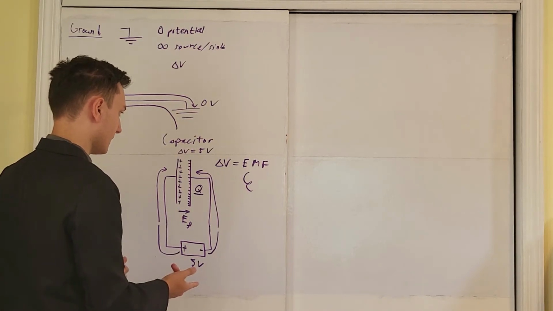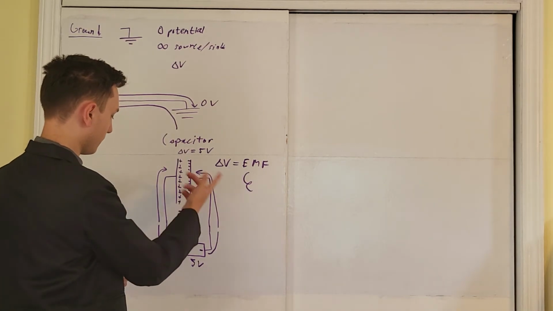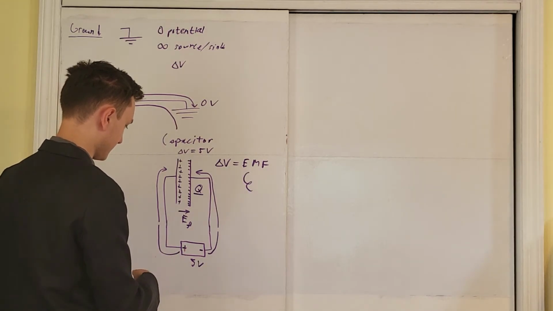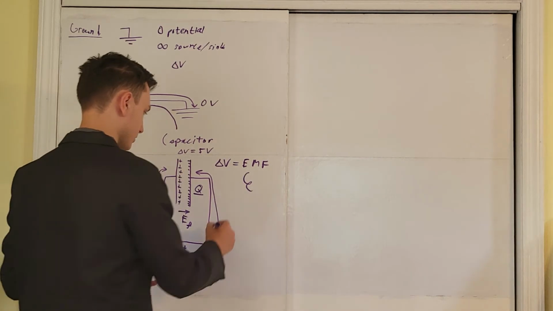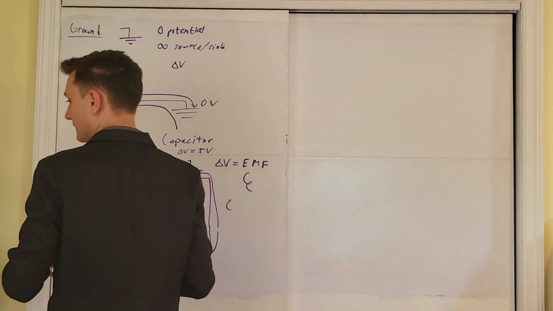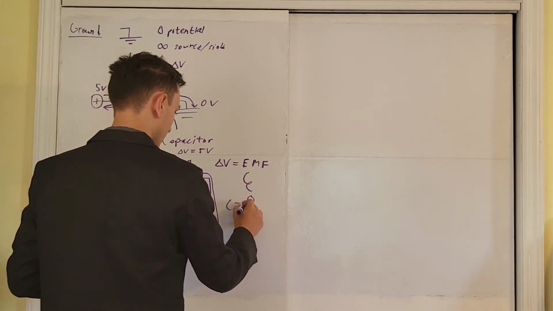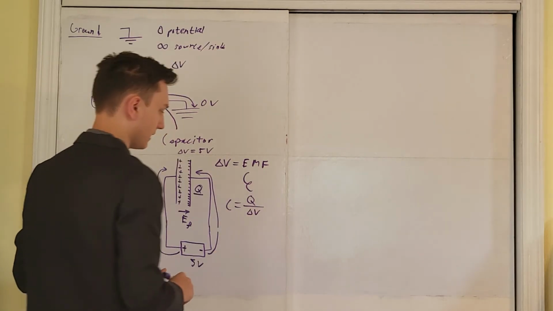And since electric potential is balanced, no current will flow. No charge will flow from one capacitor to the battery or from the battery to the capacitor. The equation on your reference table that describes this relationship is C, the capacitance of your capacitor, is equal to the charge it can hold divided by the potential difference applied to it.